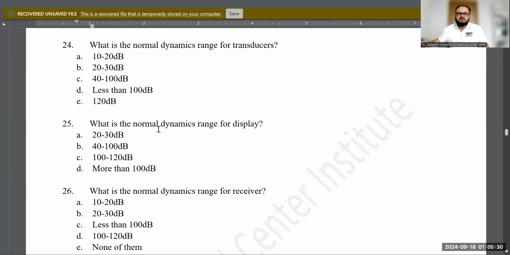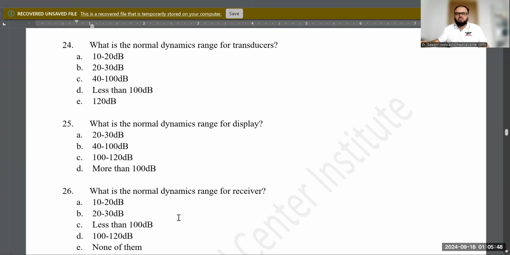Okay, what is the normal dynamic range for the display on the screen? How much capability does it have to give you shades of gray? What do you think? Yep, correct, 20 to 30 decibels. That is the range they can play with.